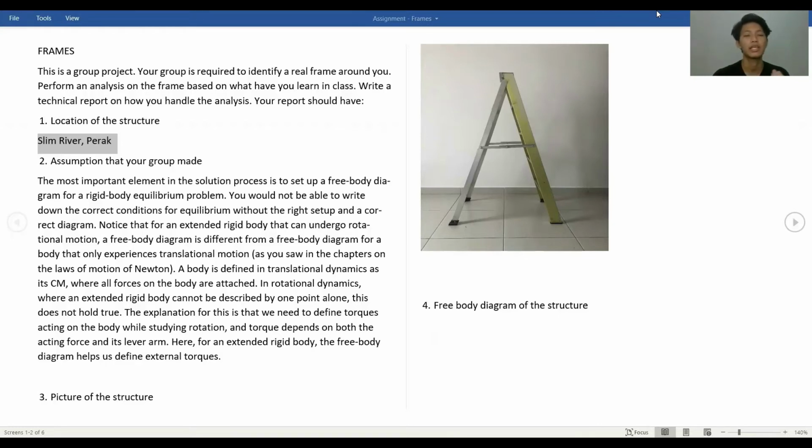The most important element in the solution process is to set up a free body diagram for a rigid body equilibrium problem. We would not be able to write down the correct conditions of equilibrium without the right setup of the diagram. This shows that the free body diagram is very important to the calculation.